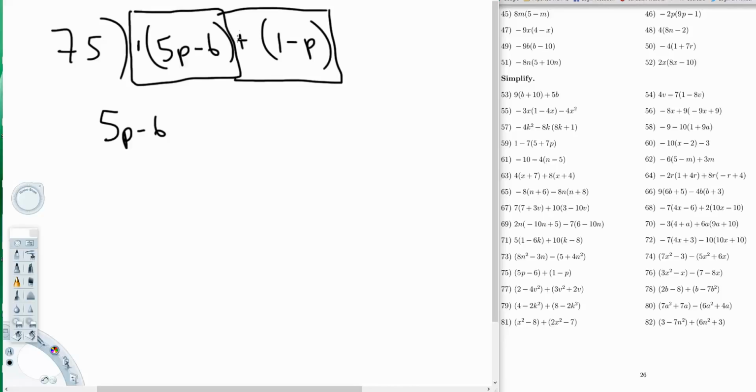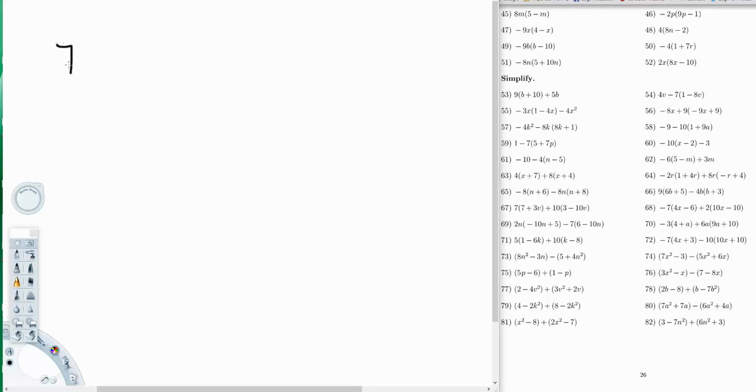Here, when there's a plus sign, but there's nothing here, you have to assume a 1, which is the same thing as here. A positive 1 multiplied by anything is whatever that thing is. So it becomes plus 1, right? Because here's a plus 1 minus p. Similar terms, yes. 5 potatoes minus a potato is 4 potatoes. Minus 6 plus 1 equals minus 5. 4p minus 5, that's the answer. Number 76.